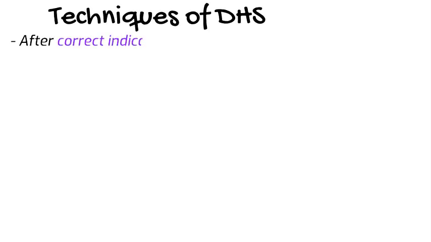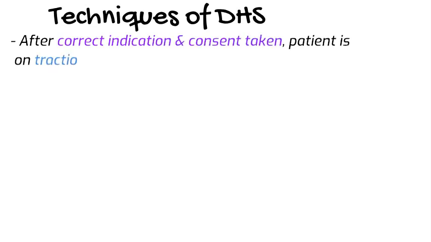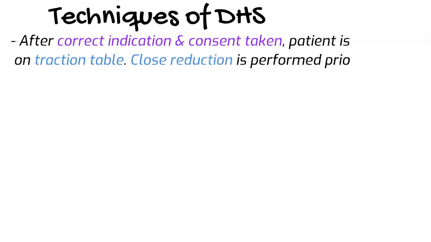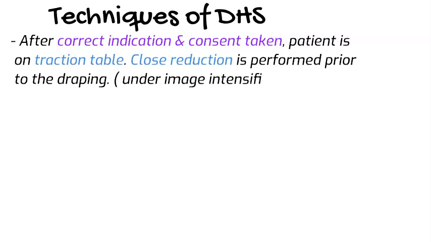Techniques of dynamic hip screw. After correct indication and consent taken, patient is on traction table. Closed reduction is performed prior to the draping under image intensifier II guidance.